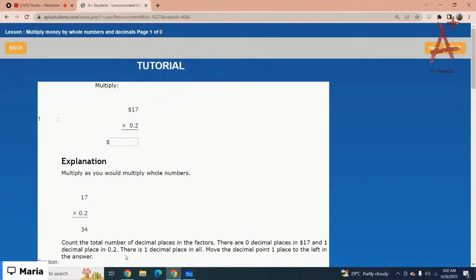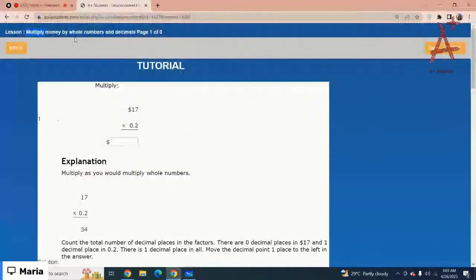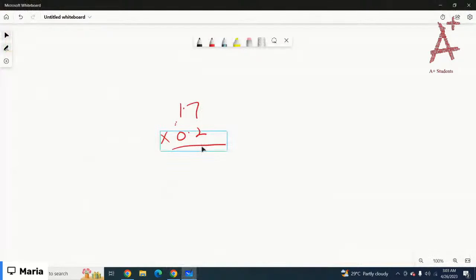So you can multiply like, let me just write it down on board. You have to do 17 times 0.2. So let's just multiply the 0.2 without the decimal point. I just started with the chapter money, grade 6 maths. The chapter is money and the lesson name is multiply money by whole numbers and decimals.